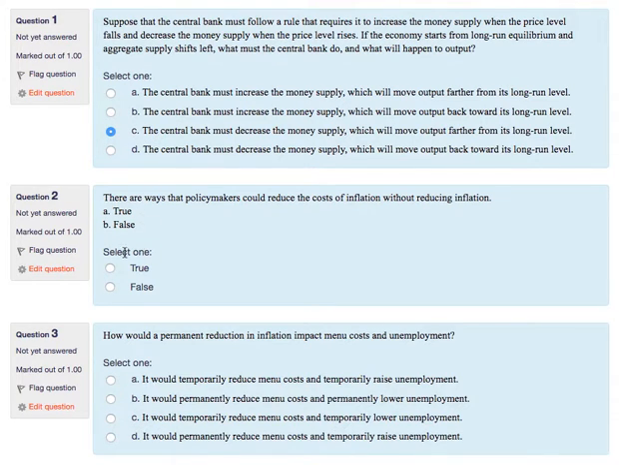There are ways that policymakers could reduce the cost of inflation without reducing inflation. This is true. There are many costs of inflation, such as shoe leather costs, but there are also costs associated with letting inflation rates fluctuate greatly over time. So we can reduce some costs of inflation by keeping inflation rates low and stable, so there are none of these unexpected increases and decreases in inflation. So this is true.